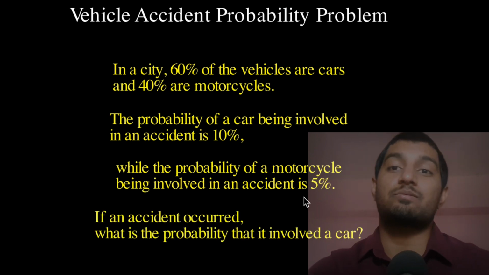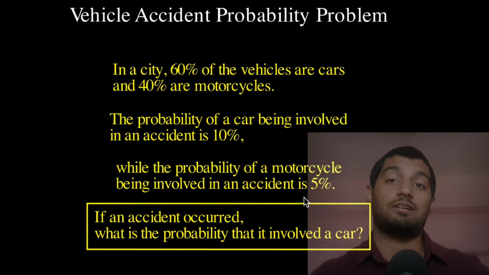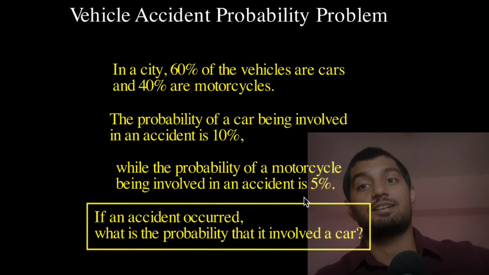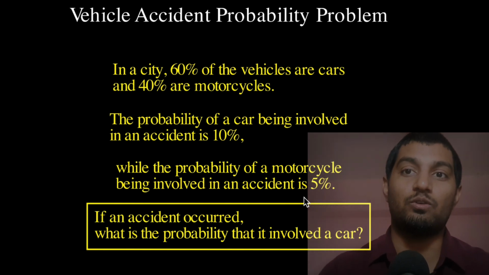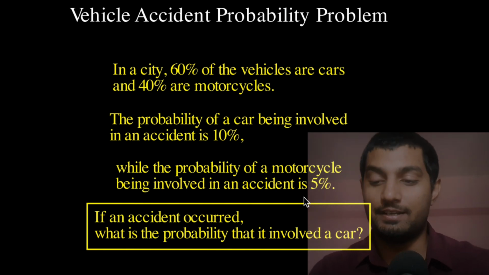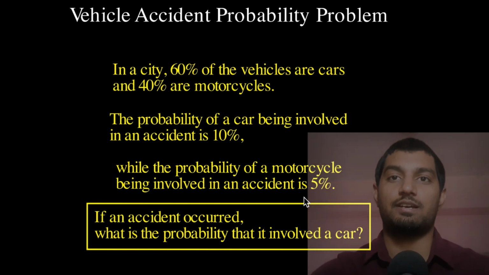If an accident occurs, what is the probability it involved a car? We already know an accident is going to occur. Given that the accident has occurred, what is the probability it was caused by a car, right? So this is the information. You're going to use the same method. We're going to make a square.